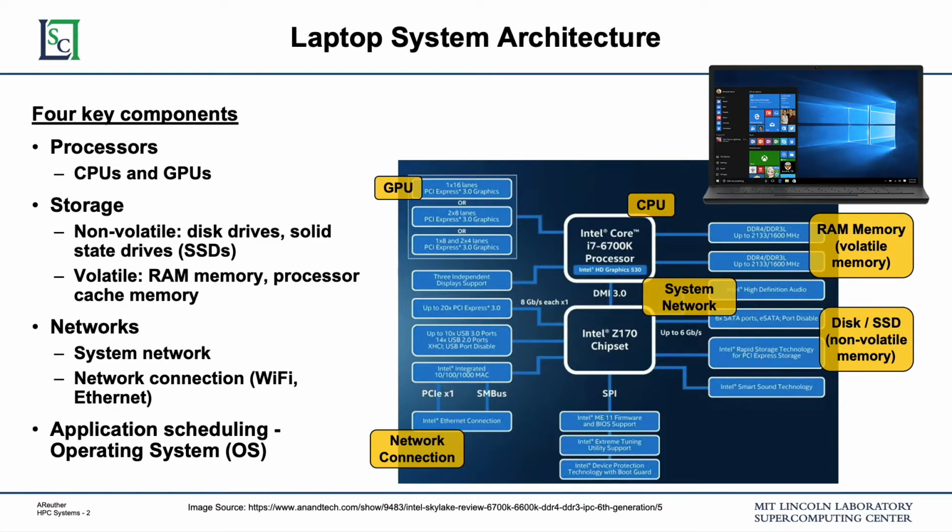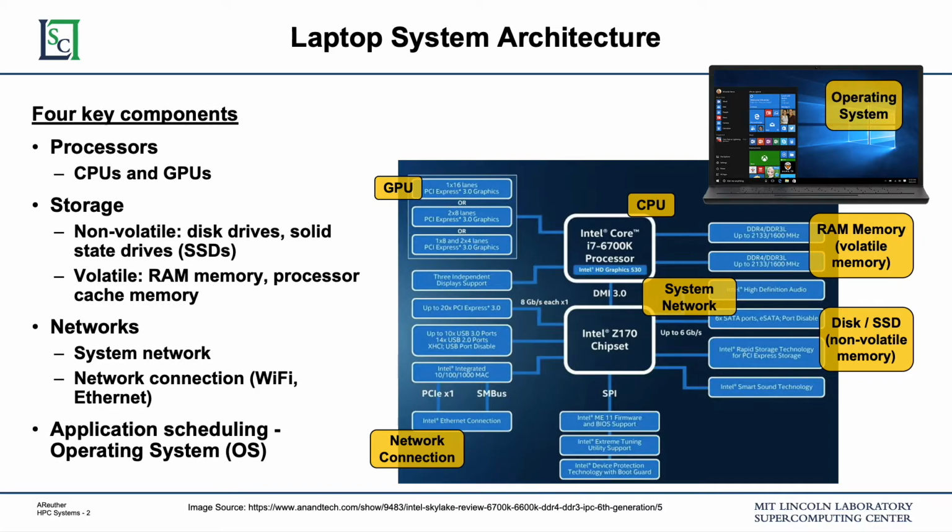Finally, we get to the application scheduling component, which is referred to as the operating system. The operating system is the software that manages how each of the applications running on the computer interact with the hardware of the computer to accomplish tasks. It receives requests to use different parts of the computer from the applications that are currently running, and it coordinates their use of the processor, memories, and networks.